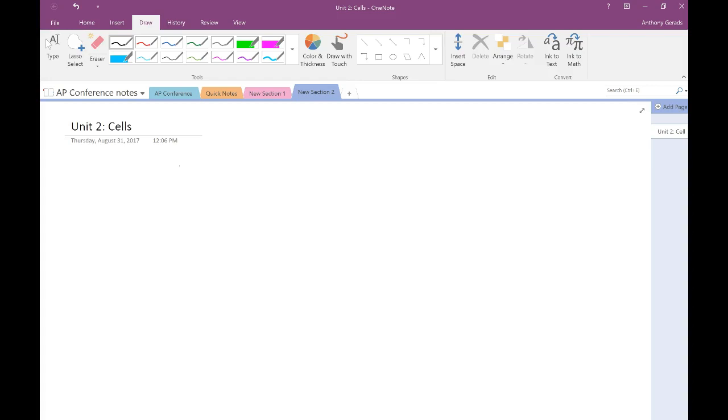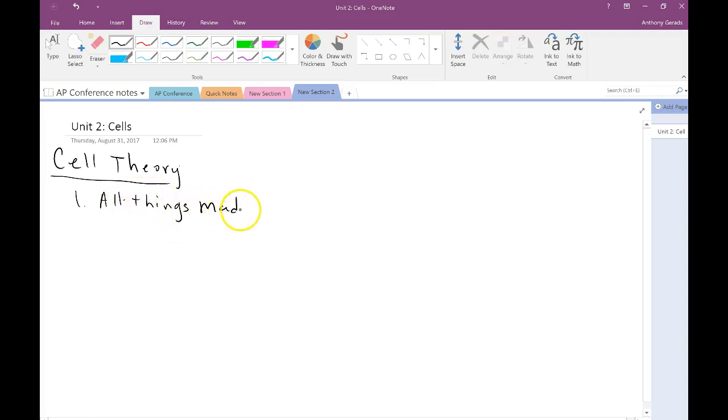So our very first thing, it says on here, is cells. And we'll start off with the most basic thing, cell theory. All right. So the cell theory, and there's three big things from the cell theory. Thing number one, all living things are made of cells. Next one, the cell is the most basic unit of life.